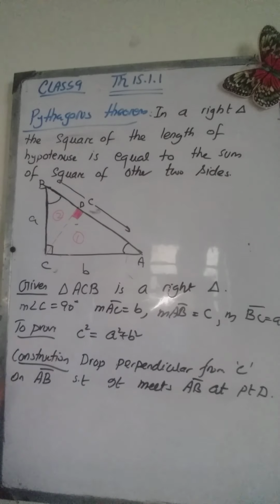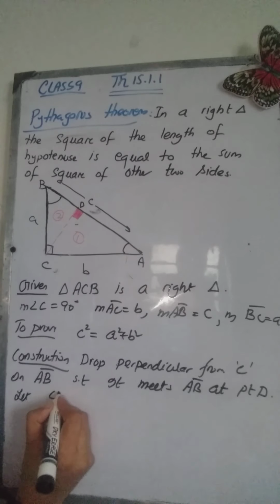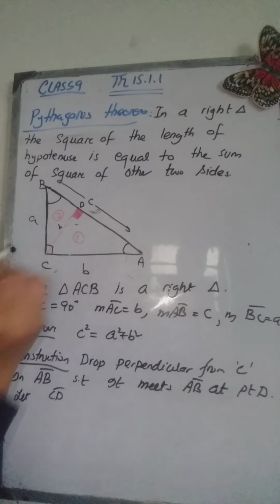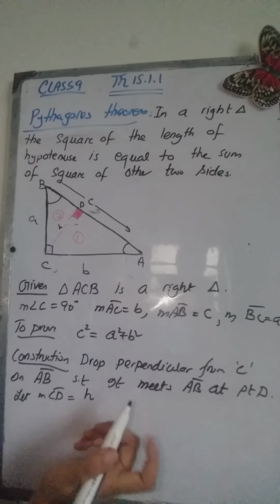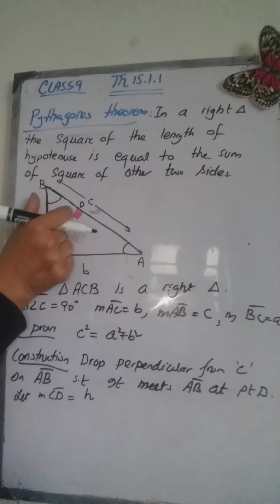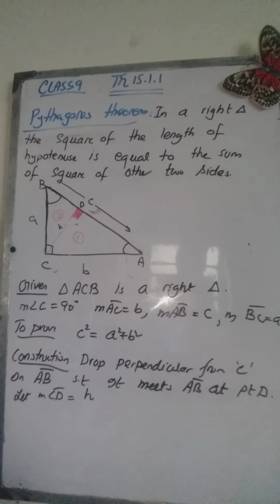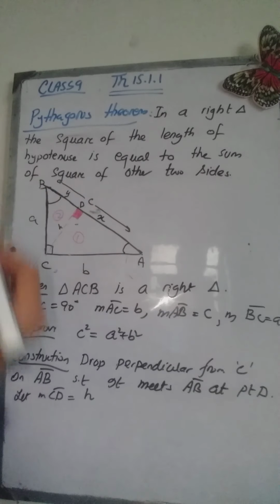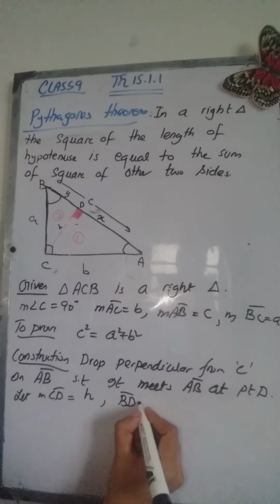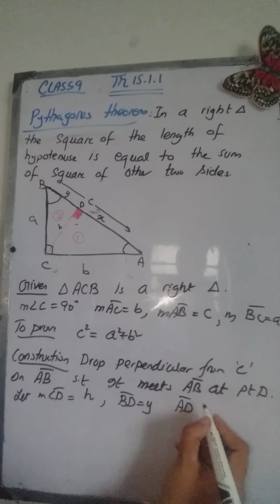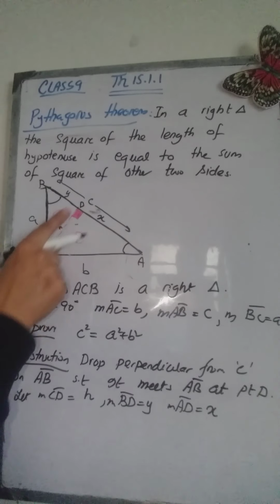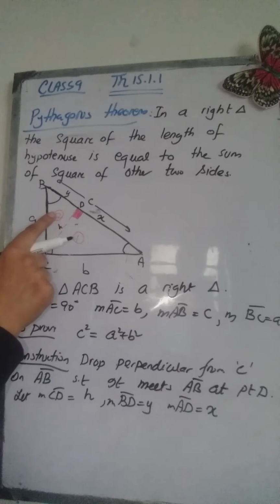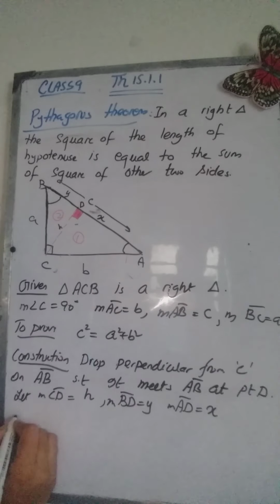And let me name these: let the length CD be given the name H. Let the measurement of CD be equal to H, and as this line AB is divided into two parts, BD and AD, I am going to name them X and Y. So take the length BD to be equal to Y and AD to be equal to X. So this is our construction, and drawing this perpendicular CD has divided this triangle into two triangles.